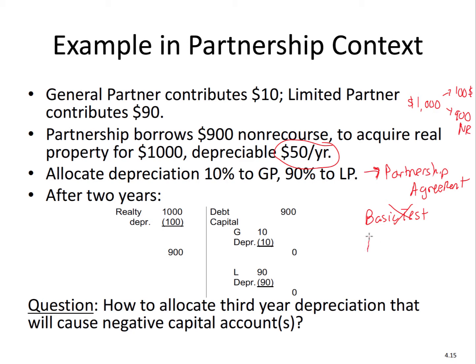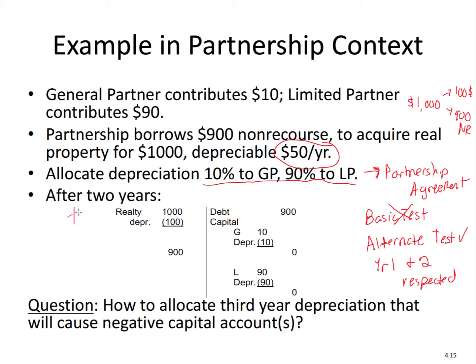However, the alternate test, let's say, is met. If the alternate test is met, then in the first 2 years, the $50 allocation in year 1 and 2 will be respected under the safe harbor. So it will have substantial economic effect. The 10% to GP, 90% to LP. So after 2 years, this is what the picture looks like.